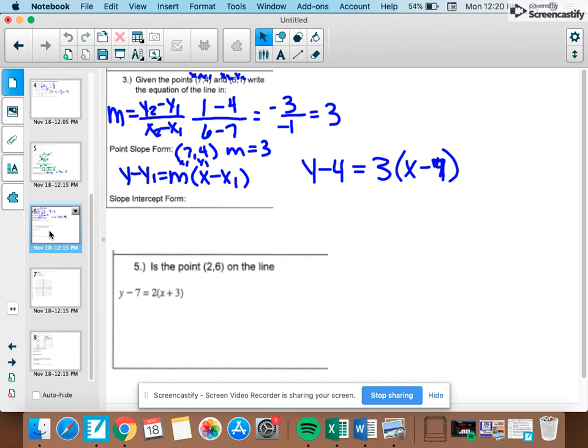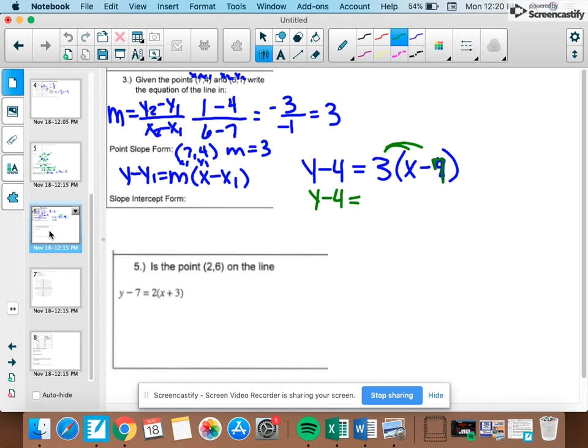Then for slope-intercept form, we need to distribute and solve for y. So we're going to get y minus 4 equals 3 times x is 3x, and 3 times a negative 7 is negative 21. Still not in slope-intercept form. We need to add that 4 over. So we get y equals 3x minus 17, and that is going to be slope-intercept form.